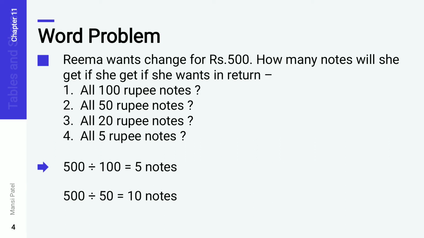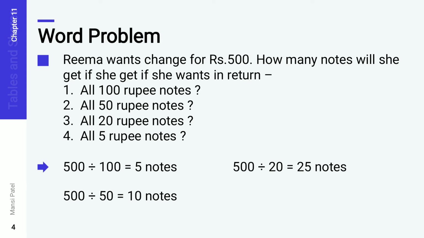So if she exchanges rupees 500 with someone and that person gives all the notes of rupees 50, then how many notes of rupees 50 will she get? Do the division. Therefore she will get 10 notes of rupees 50. Now if all notes are of rupees 20, then how many notes will she get? 500 divided by 20. Do the division. How many notes are there? 25 notes are there.